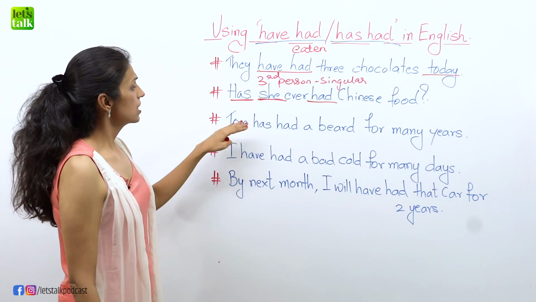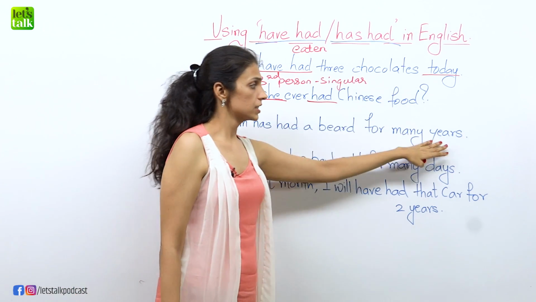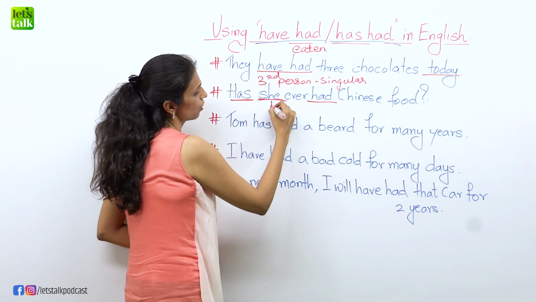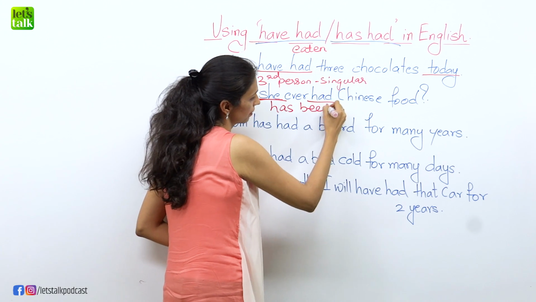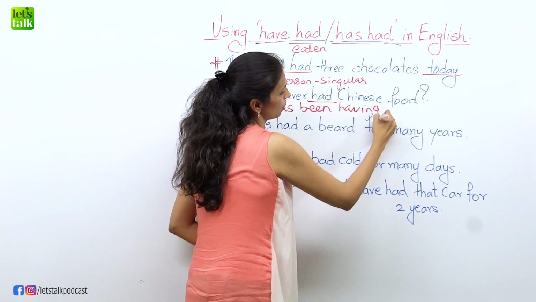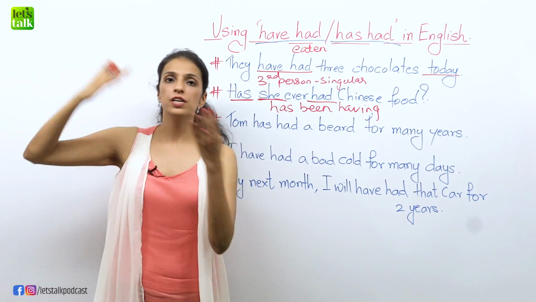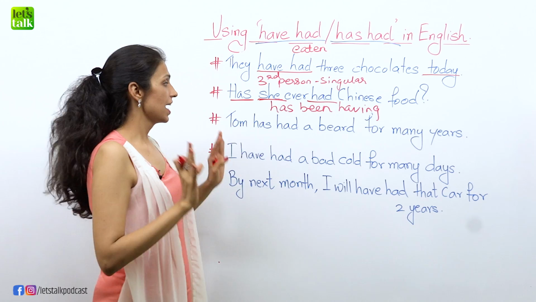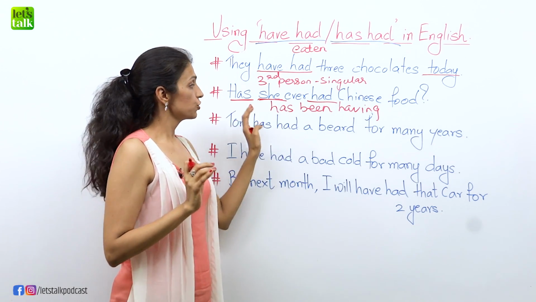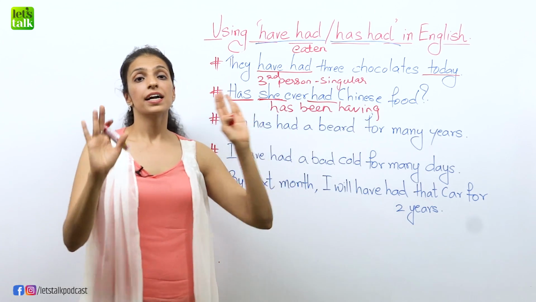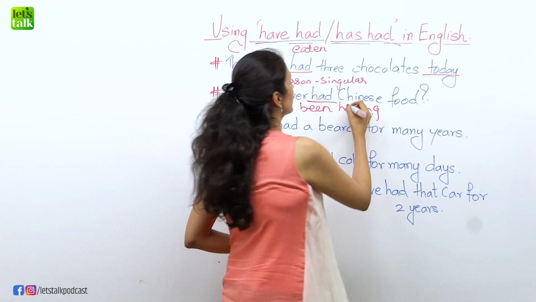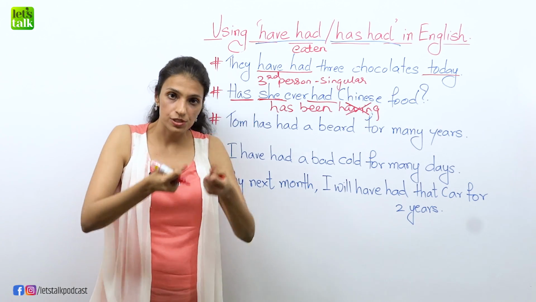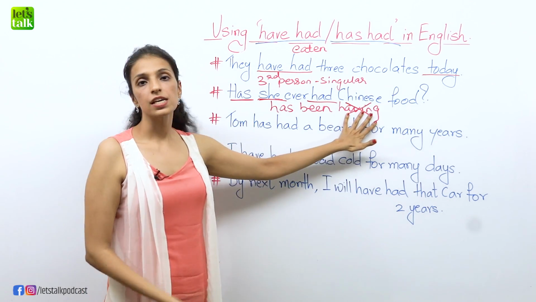The next example, Tom has had a beard for many years. Now ideally, we should be saying Tom has been having, right? Because I'm talking about many years. So maybe 3 years ago the action started where he grew a beard, until today he has a beard. So we should be saying has been having. But like I always tell you, have does not take an ing form.